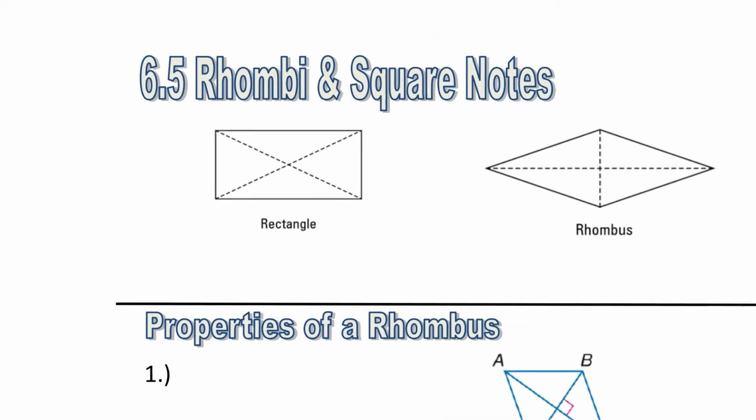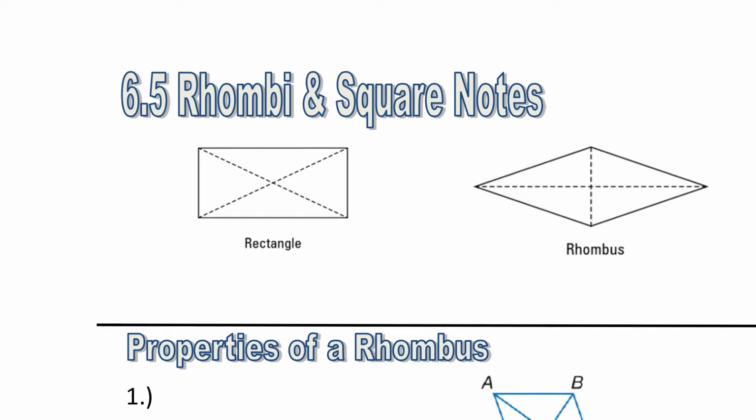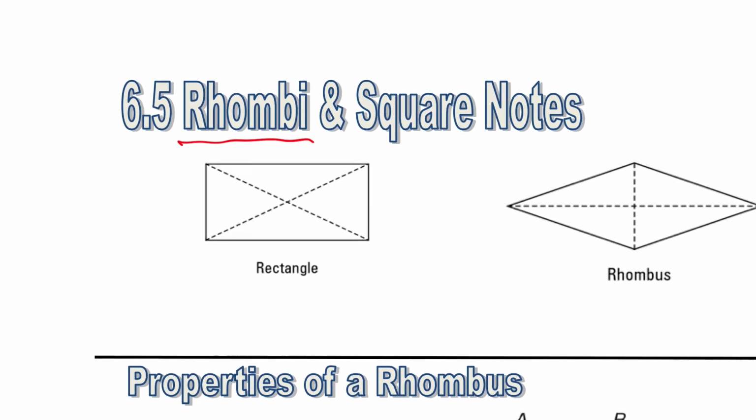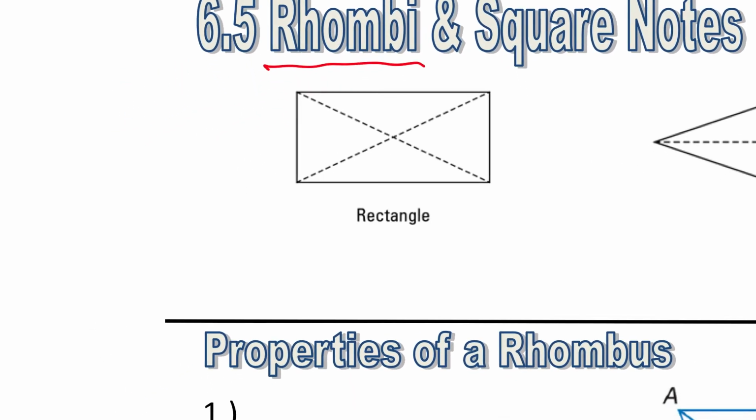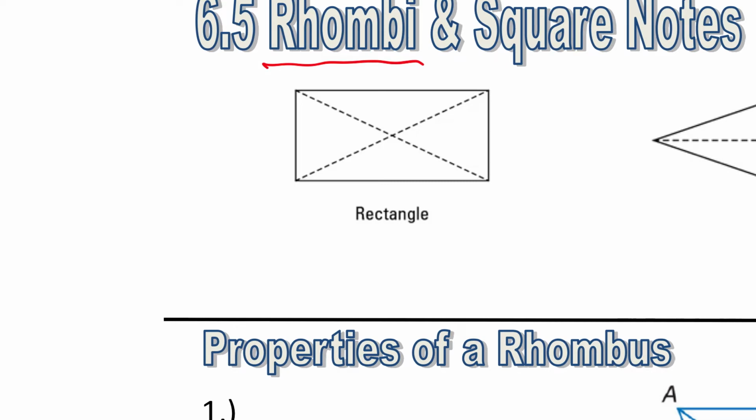Okay, so today we're going to start talking about rhombi, or that's plural for just a rhombus. So yesterday we talked about rectangles. And what is the thing we said about rectangles? What makes a rectangle besides the fact that it's a parallelogram?